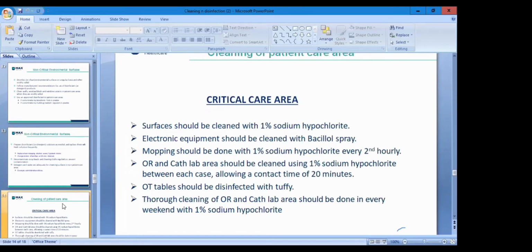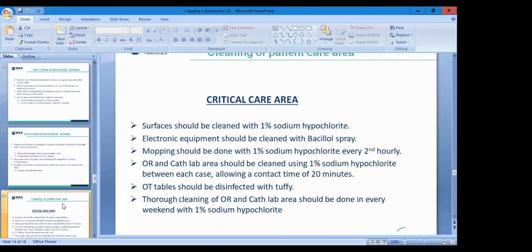Now coming to cleaning of patient care areas, surface should be cleaned. So this is a protocol which we are using for our critical areas. Surface should be cleaned with 1% hypochlorite solution. Electronic equipments, they are cleaned with Bacillol spray. So this is a brand solution which has Bacillol in it, and it contains 75% phenol along with Bacillol solution, which is used for cleaning. So this doesn't harm your equipment. That is why we use this spray.